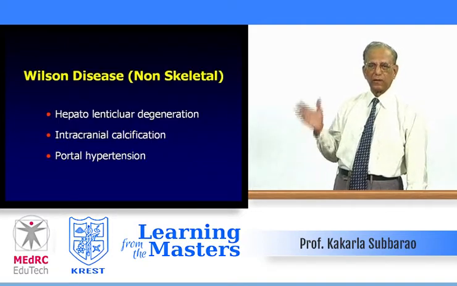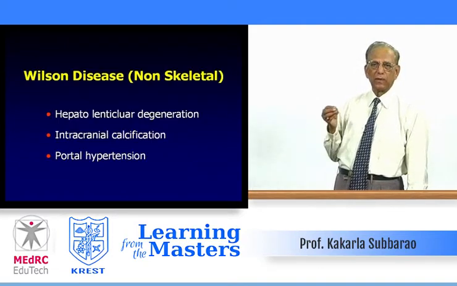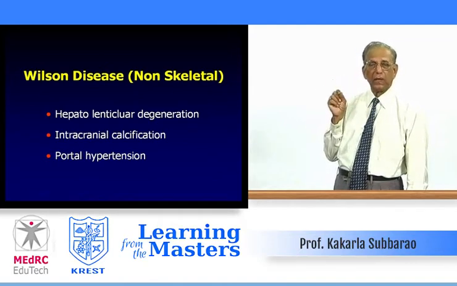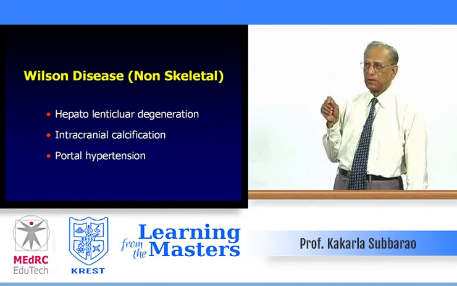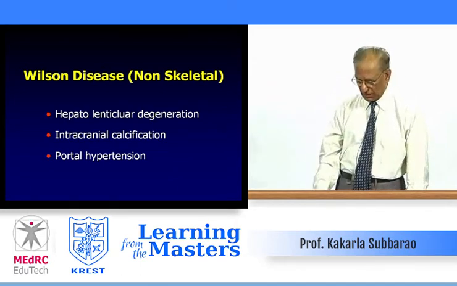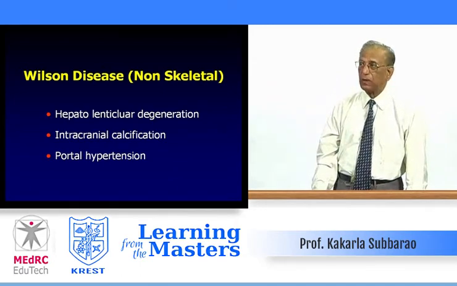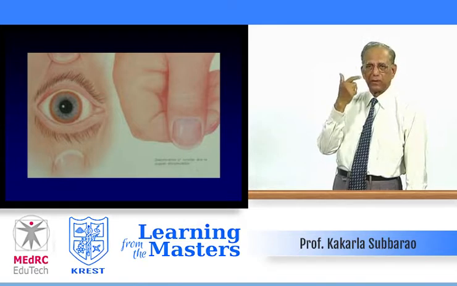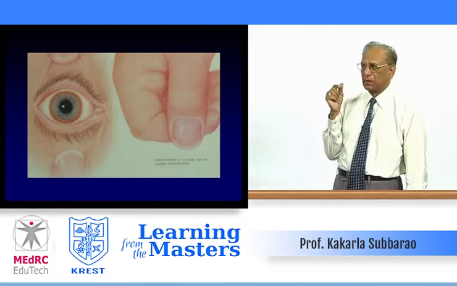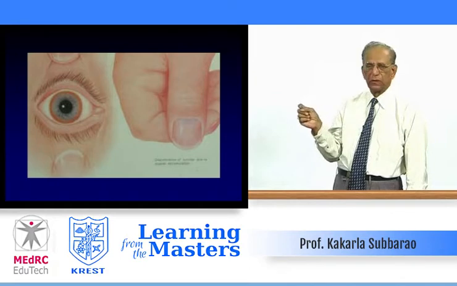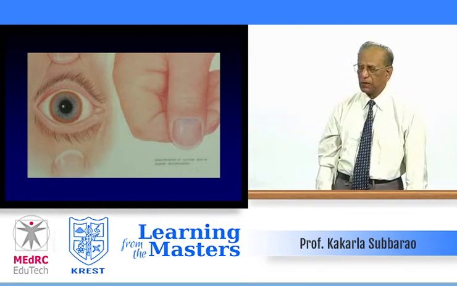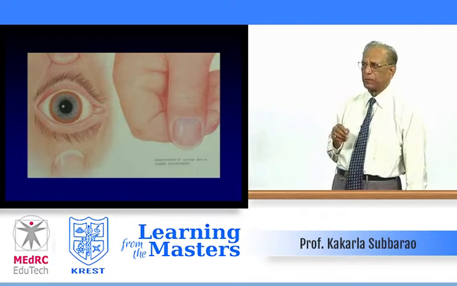Non-skeletal: of course, earlier it used to be called hepatolenticular degeneration. Intracranial calcifications are noted and dilatation of the ventricles is noted. Portal hypertension and esophageal varices are also occasionally noted. This is the Kayser-Fleischer ring, the brown pigment along the limbus, and of course note the discoloration of the nails due to copper deposition.